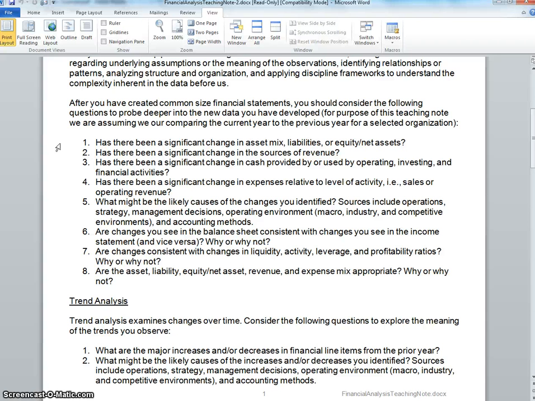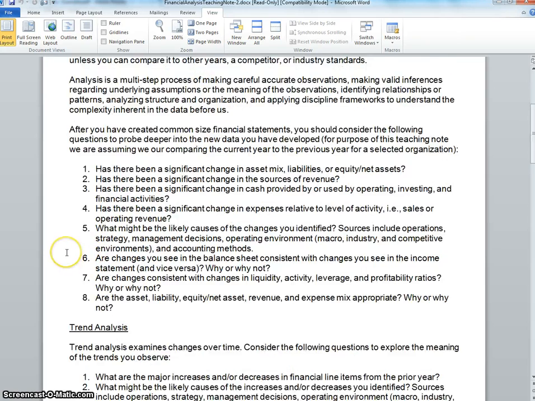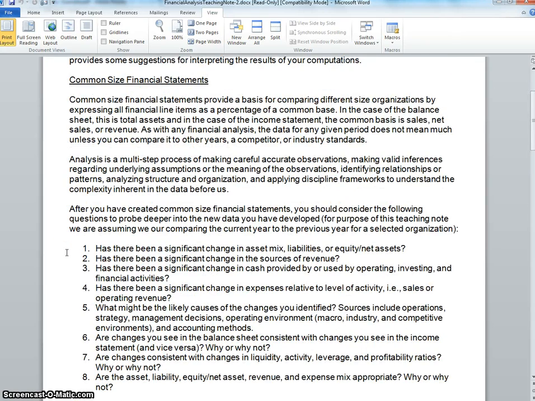And if they are in fact accurately done, I'm going to look at your write-up. Again, there's a writing assignment associated with the common-size financial statements. I'm going to see: is there one of these questions, were they asked, should they have been asked? How deep did you dive into your common-size financial statements? So refer back to this. I would encourage you to have a printout of this document and have these 8 questions handy as you evaluate your common-size financial statements.